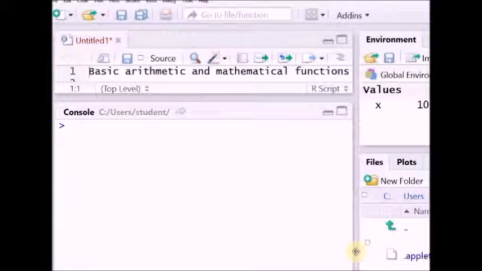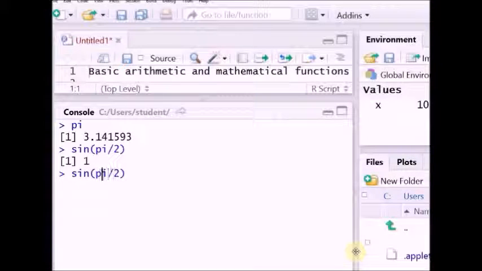Now, R supports the trigonometric functions also. The trigonometric functions measure angles in radians. A circle is 2 pi radians, that is 360 degrees. So a right angle is 90 degrees, that is pi by 2 radians. We use pi to denote pi. The pi value is 3.141593. Clear? Now, sine of pi by 2 is 1. Clear?